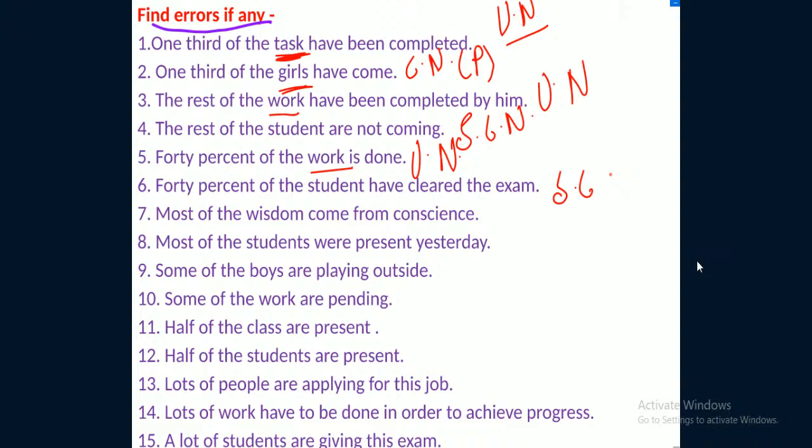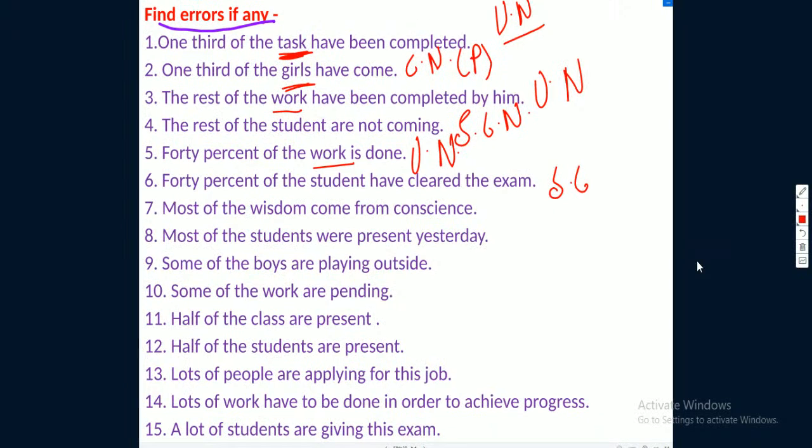Most of the wisdom. Uncountable noun. Most of the students. Plural countable noun. Some of the boys. Plural countable noun. Some of the work. Uncountable noun. Half of the class. Countable noun. Plural countable noun. Half of the students. Plural countable noun. Lots of people. Plural countable noun. Lots of work. Uncountable noun. Students. Plural.